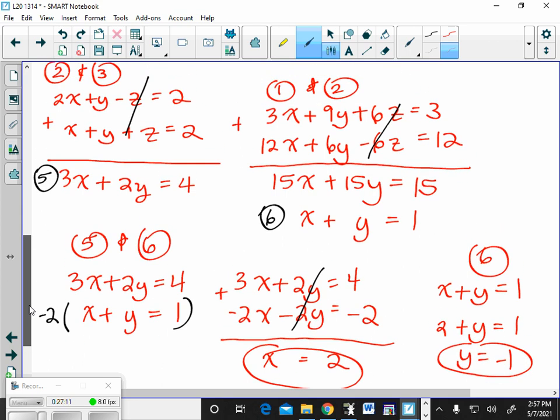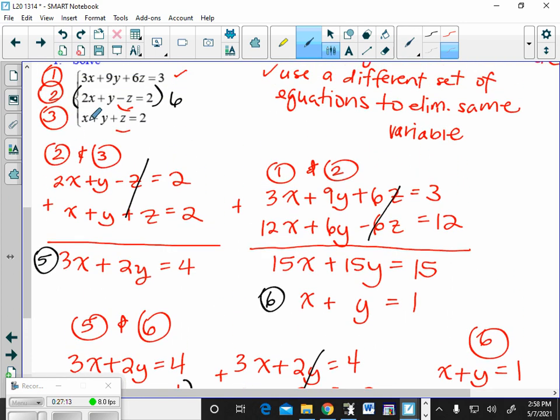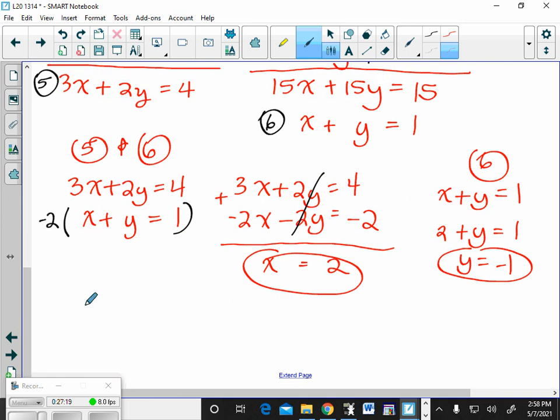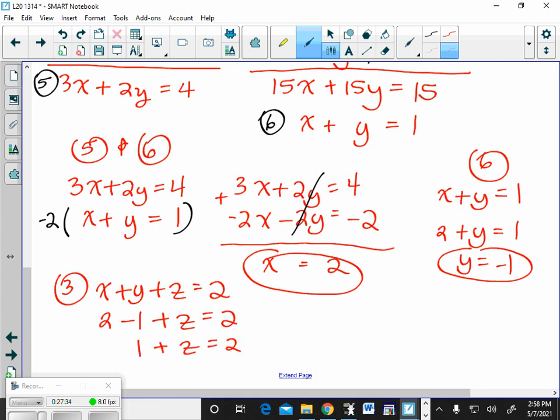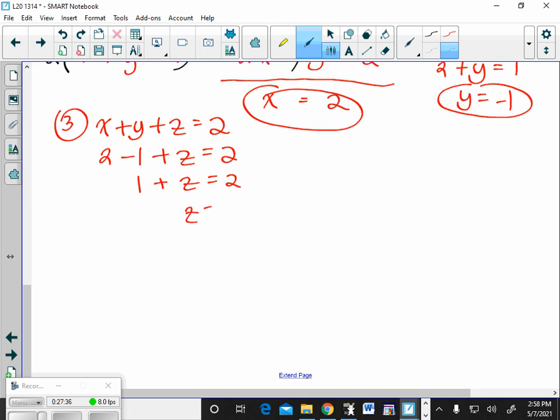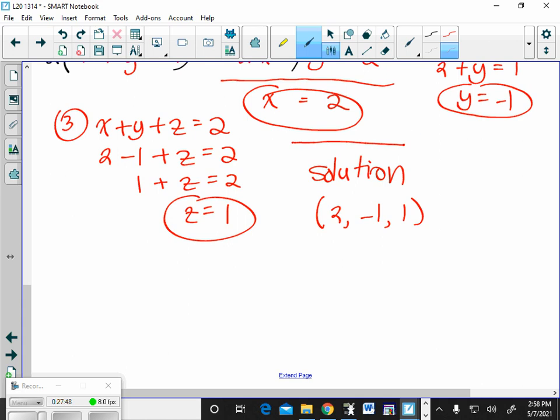So all I need to do is solve for z, and let's go use equation 3. All three variables added together equals 2. So equation 3, x plus y plus z equals 2. 2 minus 1 plus z equals 2. 1 plus z equals 2. And now we have z equal to 1. And we finally have our ordered triple. And that is 2, negative 1, 1. And that is our solution.